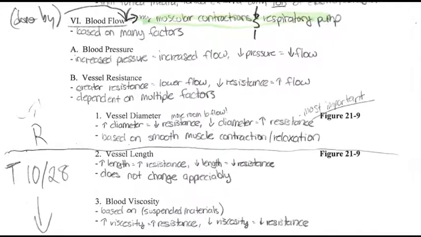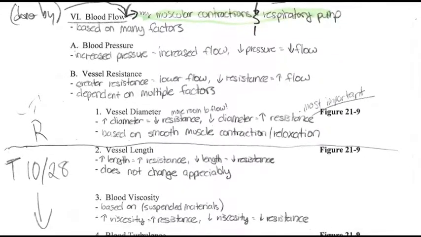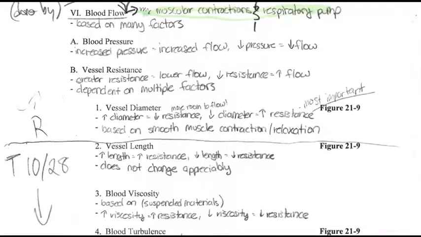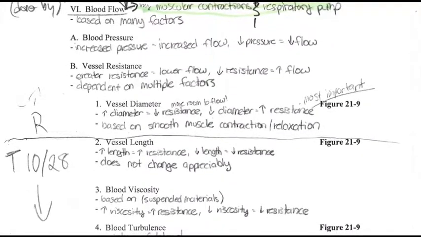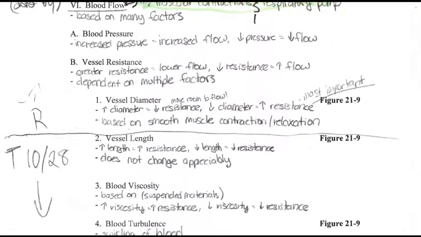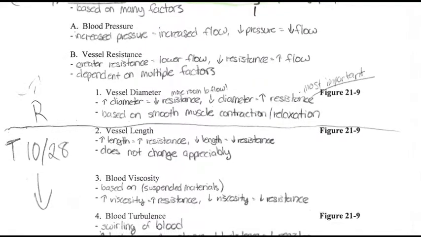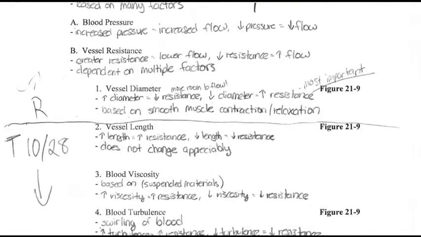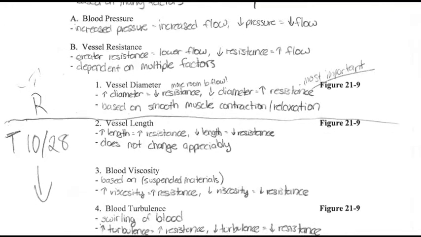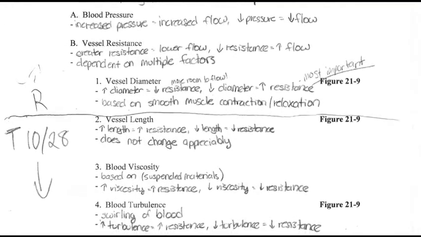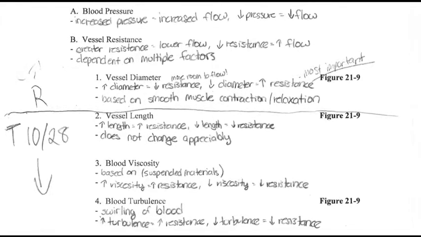Vessel diameter. An increase in vessel diameter will lead to a decrease in resistance. A decrease in diameter will lead to an increase in resistance. Vessel diameter is based on smooth muscle contraction and relaxation.